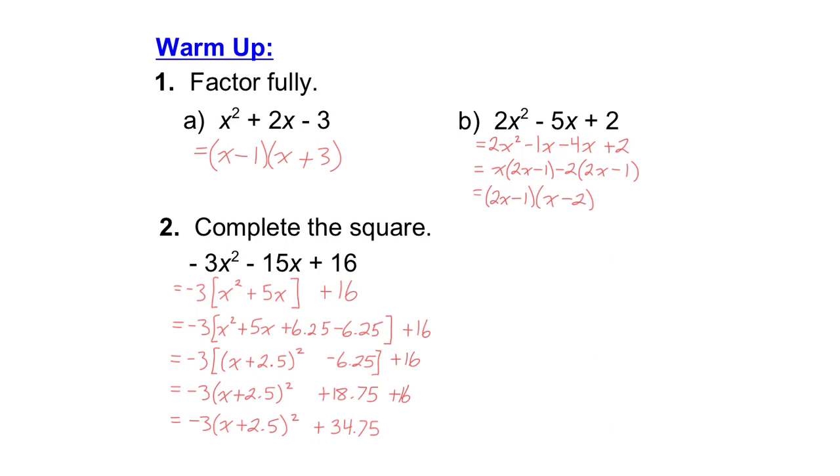We factor by grouping, and we end up with 2x minus 1 and x minus 2 as the two factors.